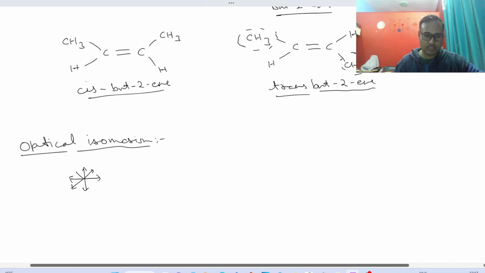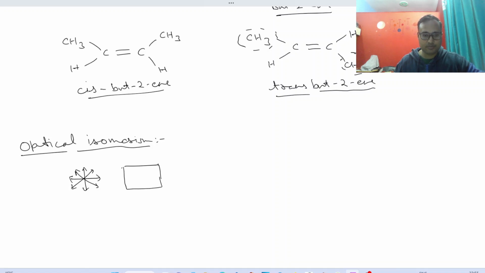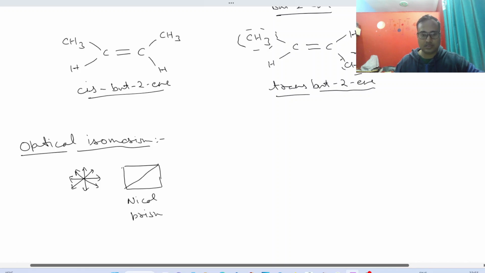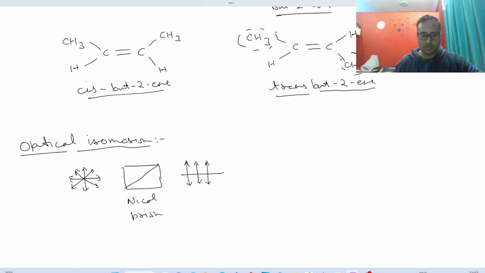So this is the normal light. Now what will happen when we pass the normal light through a Nicol prism? When we pass it through a Nicol prism, we will get light only in one plane. We call it monochromatic light or we can call it plane polarized light.